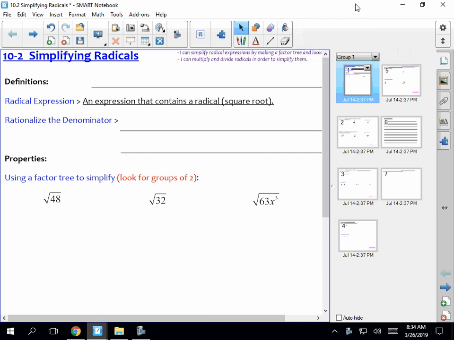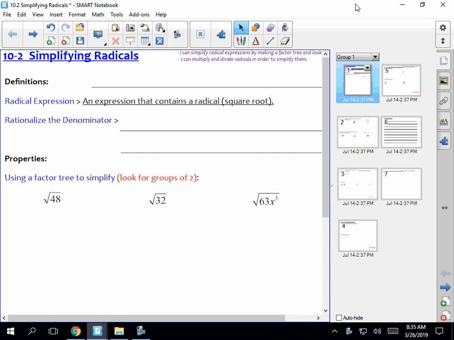It's an expression that contains a square root in it. So if you've seen the square root symbol, that's a radical expression, one that involves a square root. These all have radicals over them. We'll be writing these in simplified radical form today.